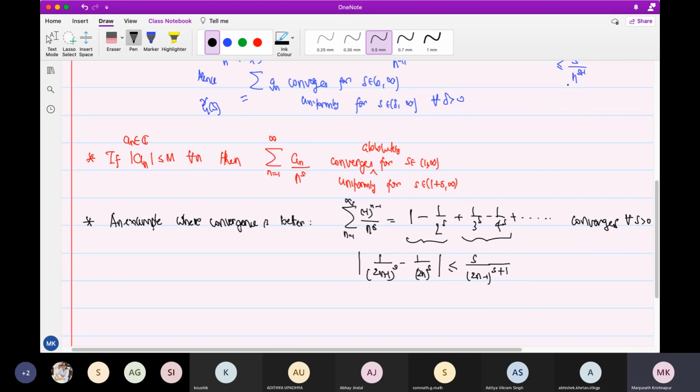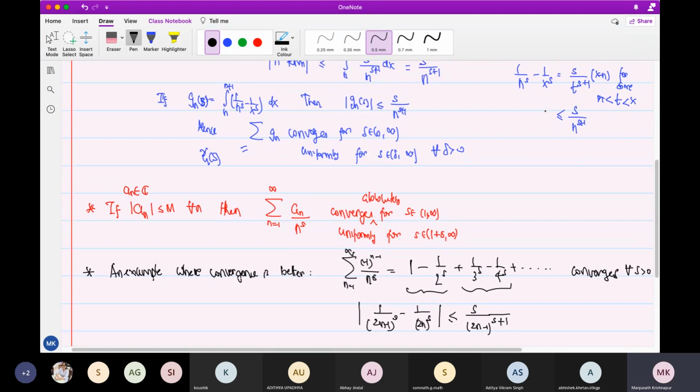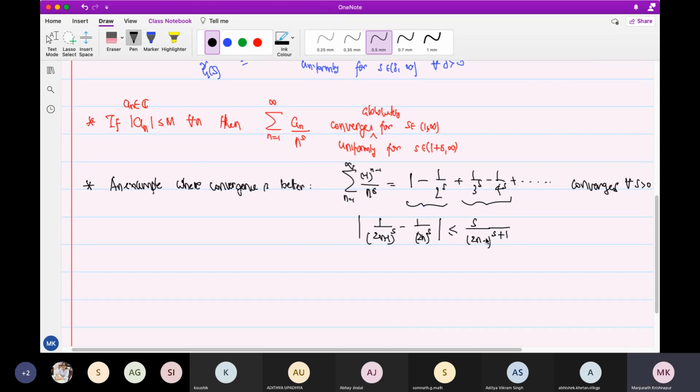So this is from exactly the same reasoning. So here it is 1 by (2n minus 1) to the power s minus 1 by (2n) to the power s. So it is of the order of, basically, you think it is 1 by n to the s plus 1. Hence the summation of 1 by (2n minus 1) to the s plus 1 is finite. So that converges. So that's why this thing converges.